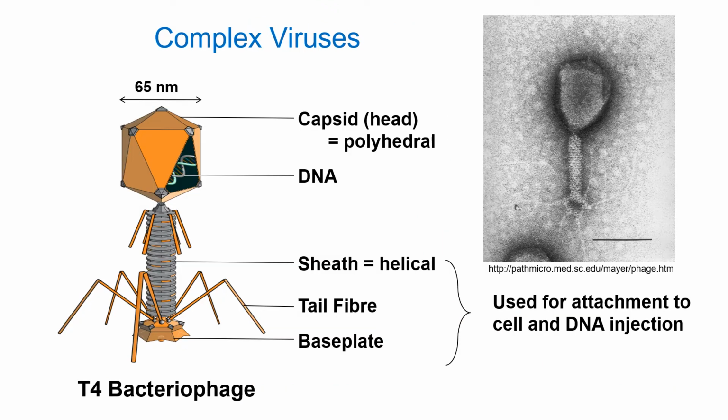Finally, we have complex viruses, which, as the name suggests, have a very complex shape. So once again, here's the T4 bacteriophage. This is a virus that infects bacteria like E. coli. It's got a capsid, and you can see it's polyhedral, so it's a many-sided compartment. And within that, we have DNA. But then at the base of this virus, we have a whole lot of complex structures that are used to attach to a cell and inject the DNA into the cell.